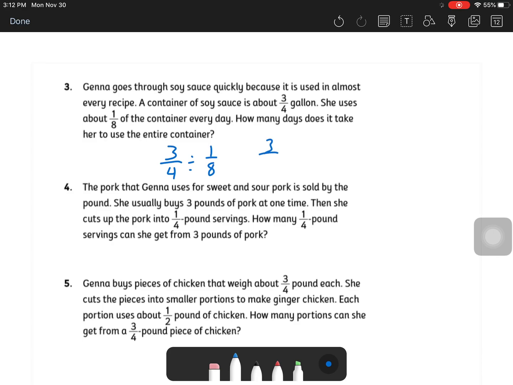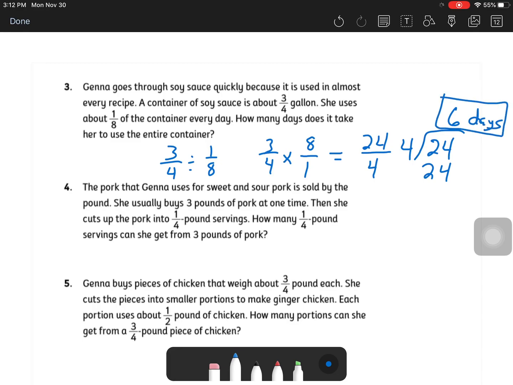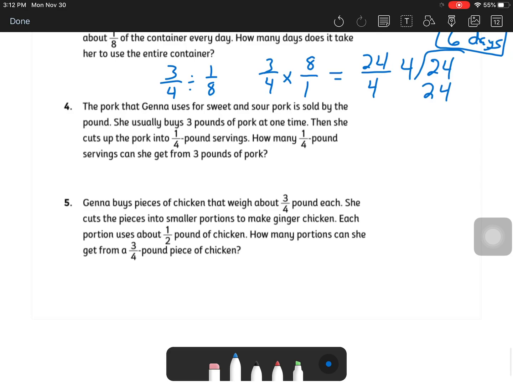So we'll see how many days that comes to. So we have to rewrite that as a multiplication problem. 3/4 times 8 over 1, and multiplying across becomes 24 over 4. And we want to divide that. I think if we do long division, this one works out as a whole number. 4 goes into 24 exactly 6 times. So it would last 6 days.